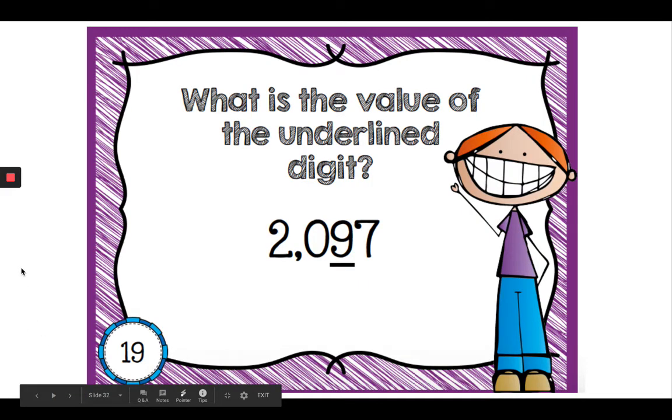Now we're going to review some place value task cards to help practice the value of the underlined digit. This card says, what is the value of the underlined digit? This number is 2097. The underlined digit is the 9 or 9 10s. I'm going to count up 9 10s. 10, 20, 30, 40, 50, 60, 70, 80, 90. So the value of the underlined digit in this problem is 90.